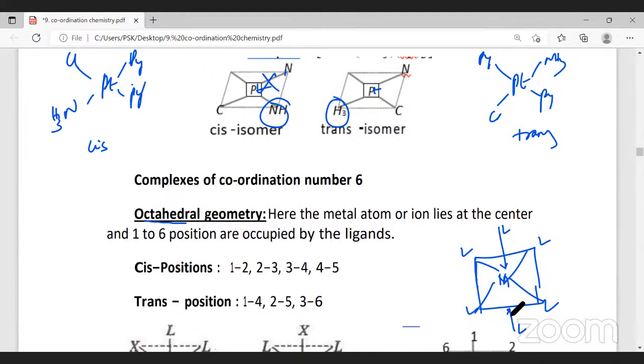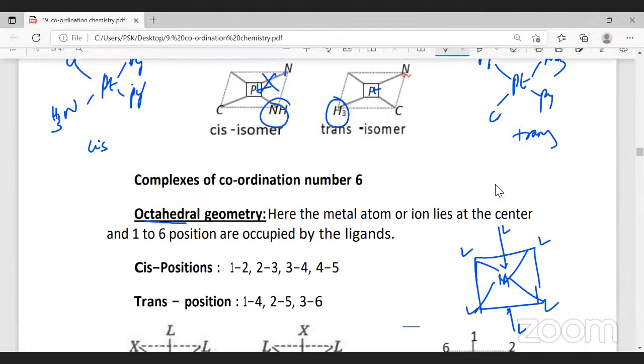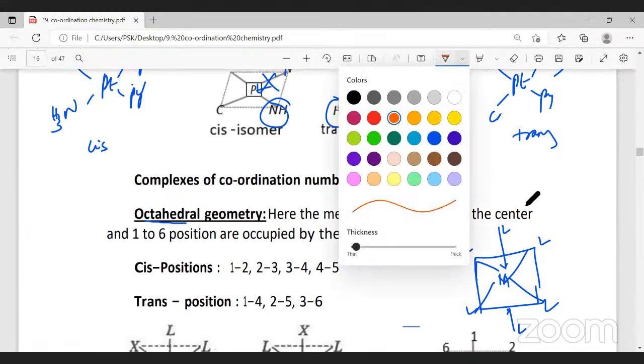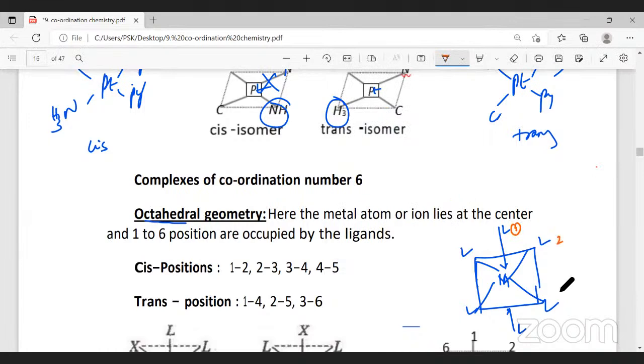That will be the representation of what? Octahedral geometry. Are you able to visualize that? Yes, sir. Now you have 6 positions. When we say 6 positions in octahedral geometry, I can write 1, 2, 3, 4, 5, and 6.